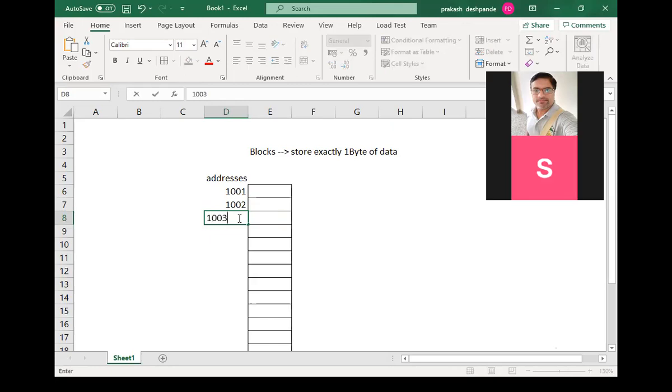1003. Then the next one would be what? 1000. In this way, we will have the addresses of every block of computer memory. Each and every block of this computer memory will be identified by these addresses only, right? Usually the address consists of a hexadecimal number, but here for simplicity I'm just using simple numbers for better understanding.